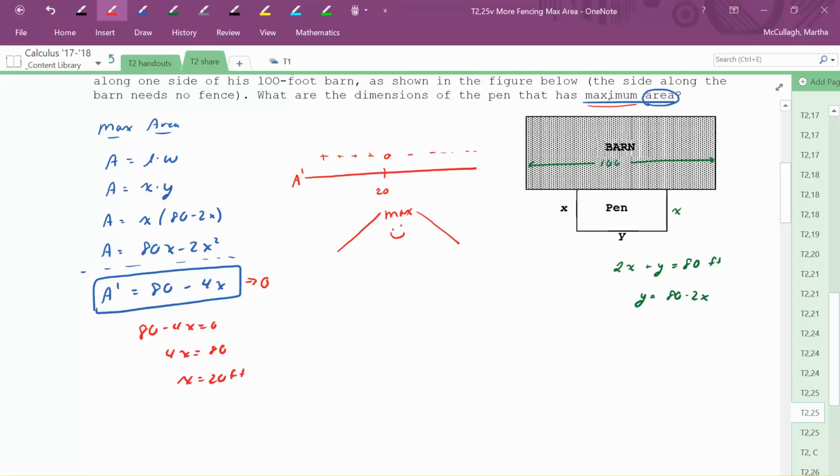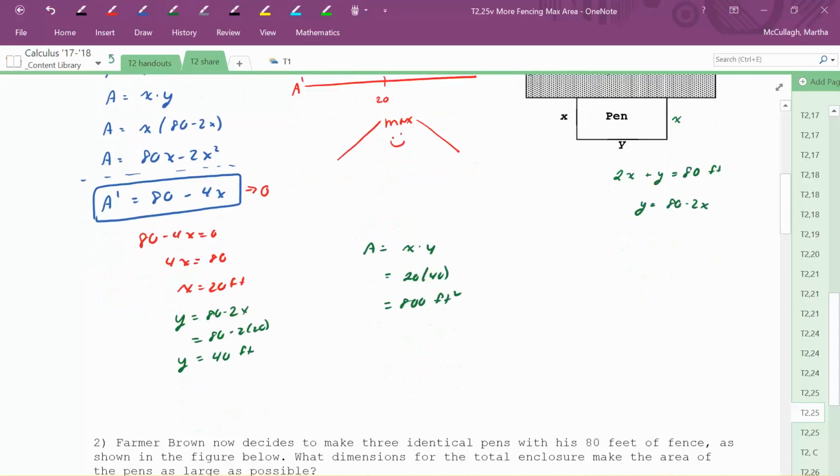Makes us happy. So our width is 20 feet. Our y value, our length, must be 80 minus 2x, which is 80 minus 2 times 20, and that makes it 40 feet. So our area, again, being length times width, is 20 times 40, which is 800 square feet. Nice warm-up problem for the day.